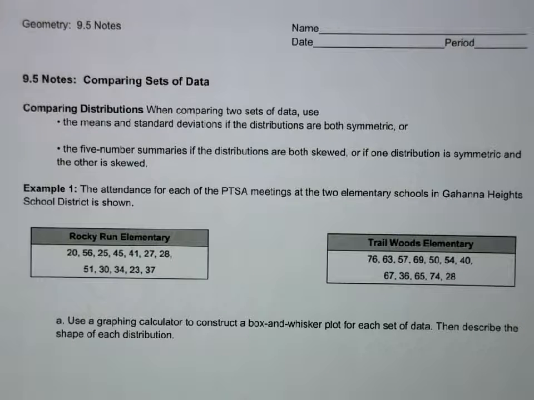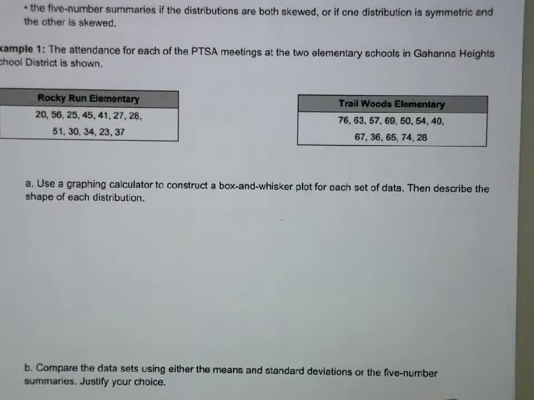Today I'm going to go over 9.5, comparing sets of data. So this will follow with what we did last time. Comparing distributions. When we're comparing two sets of data, if the distributions are both symmetric, we're going to use the mean and standard deviations to compare the data. If they are not symmetric, then we are going to be using the 5-number summary. So let's dive into an example.